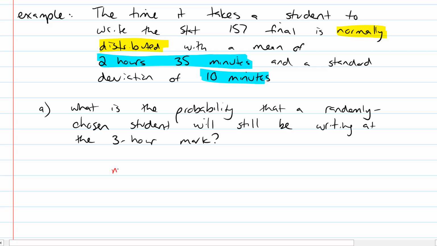So we've got that the mean, mu, is 2 hours 35 minutes. And we're going to want to calculate that in a single unit, and it turns out that that's 155. So 2 hours times 60 minutes per hour gives us 120 minutes, plus 35 gives us 155 minutes. Our standard deviation is sigma, and that's just 10 minutes, so we don't have to do any manipulation there.